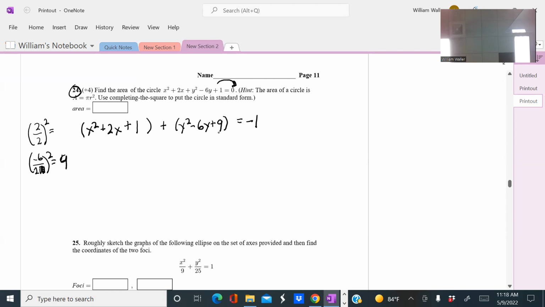Now you're guaranteed that these parentheses will factor. So this is going to factor as x plus 1 squared when you factor it. And the second one is going to factor as y minus 3 squared when you factor it. Oh, I forgot something.